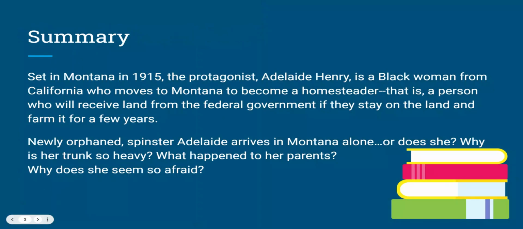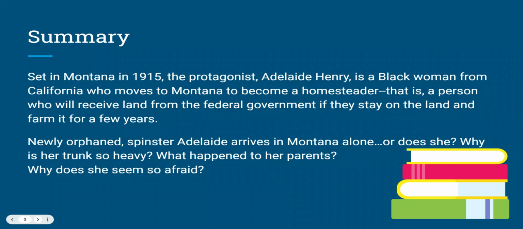So what is this book about? Set in Montana in 1915, Adelaide Henry is the protagonist. She's a Black woman from California who moves to Montana to become a homesteader. And a homesteader, which you probably know from American history, is a person who will receive land from the federal government if they stay on the unsettled land and farm it for a few years.